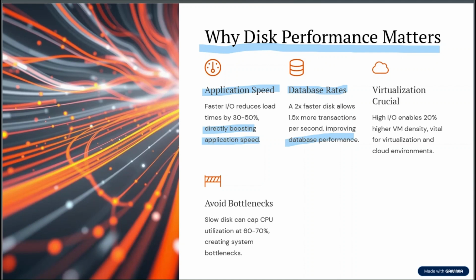Another point is avoiding bottlenecks. A slow disk can cap CPU utilization at 60 to 70%, creating system bottlenecks. Now you might be wondering, what is this term bottleneck? Bottleneck is the term which we use when the system cannot fulfill the requirements of the user.